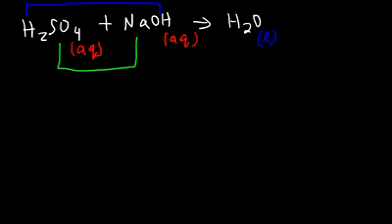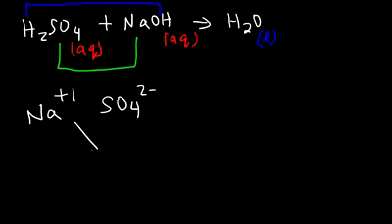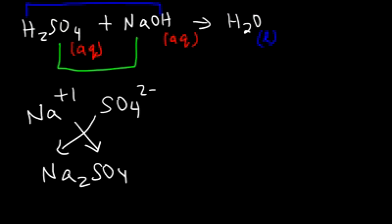Now, what about pairing up sodium and sulfate? What is the chemical formula of sodium sulfate? Sodium is an alkali metal in group 1. Sulfate is a polyatomic ion with a -2 charge. So to write the formula is going to be Na2SO4. So that's sodium sulfate.